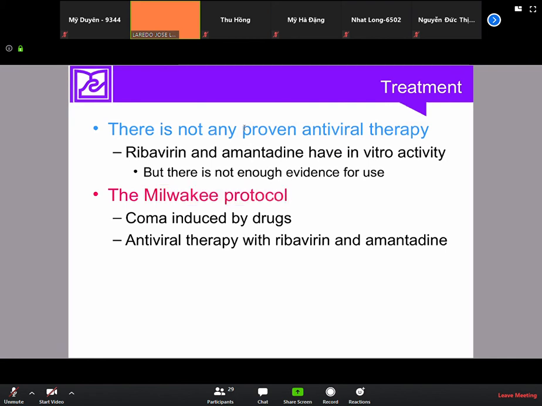This is not a proven antiviral therapy. However, because we know that the patient is going to die, we can do something to try to save the patient, okay? So the Milwaukee Protocol is a combination of drugs to try to save the life of the patient. So we can use it with the patient. Most patients will die, most. But we know that some patients have survived, okay? And you will study this maybe in internal medicine. But I remind you again, we don't have any proven antiviral therapy against rabies.